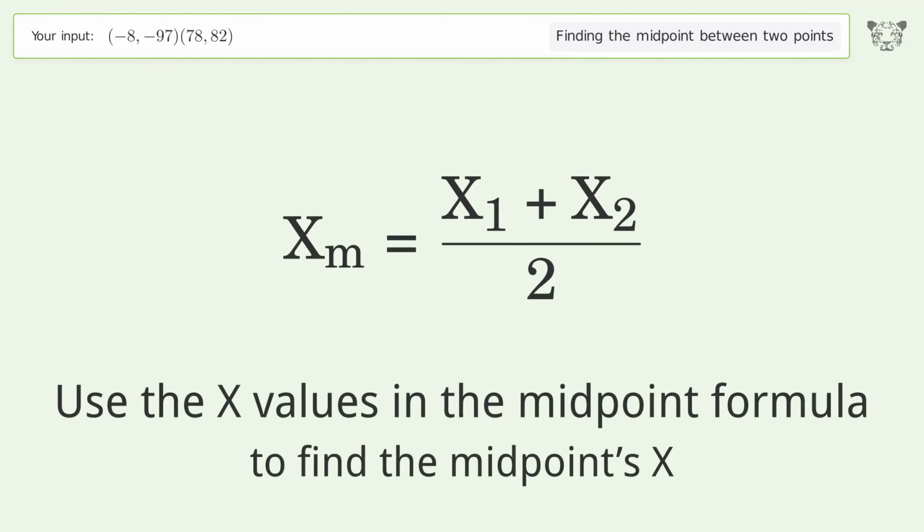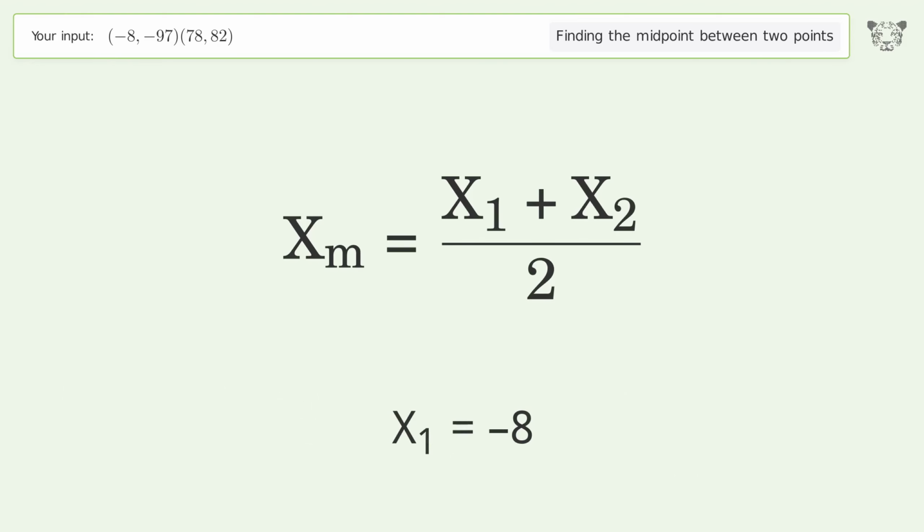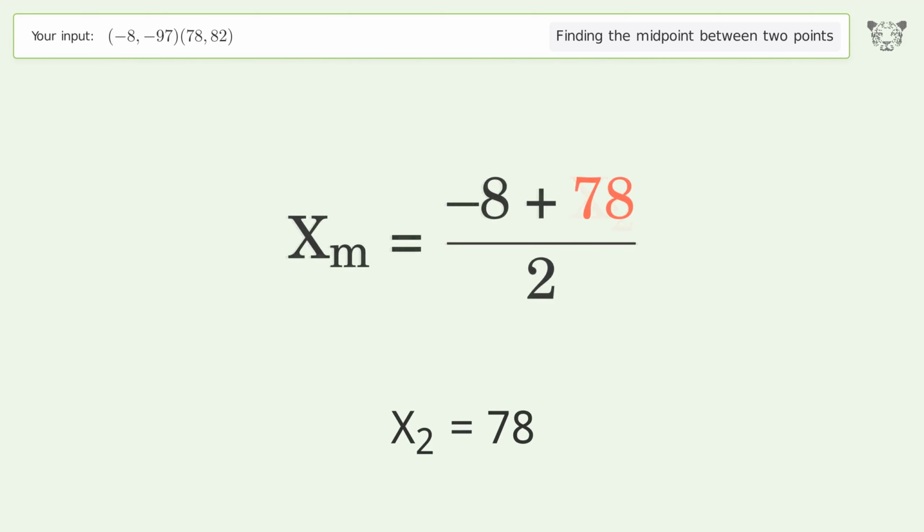Use the x values in the midpoint formula to find the midpoints x. x1 equals negative 8. x2 equals 78. Simplify the arithmetic.